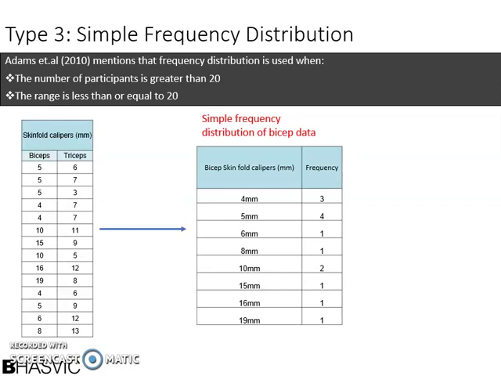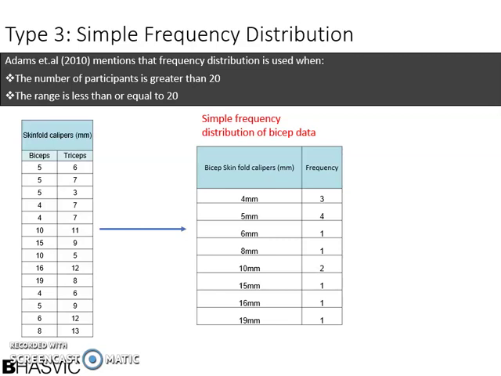Thirdly then, simple frequency is an alternative to rank order distribution. Simple frequency distribution will require the use of a table with 2 columns. One column will be for the raw data scores that will be put in order, and then the second column is for frequency scores. To explain it better, I have an example of simple frequency distribution for bicep skin fold calipers of 14 gymnasts.